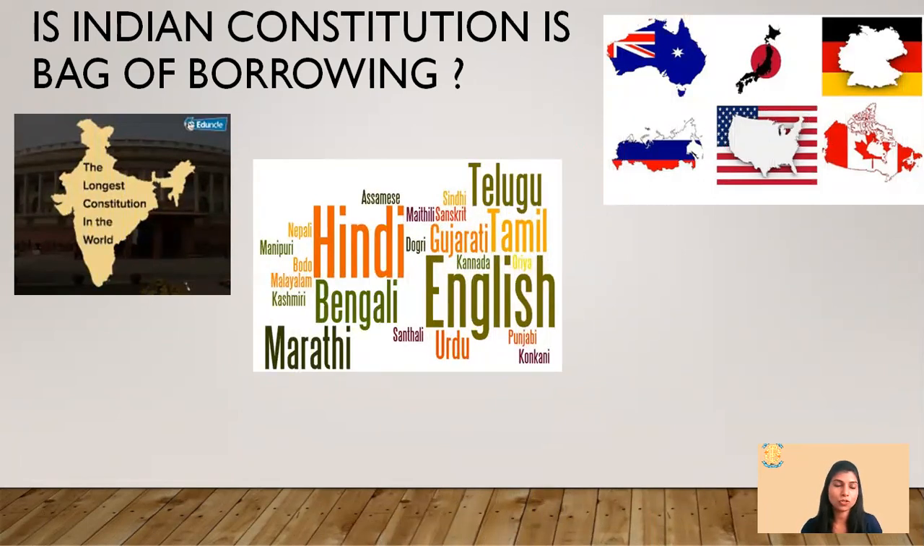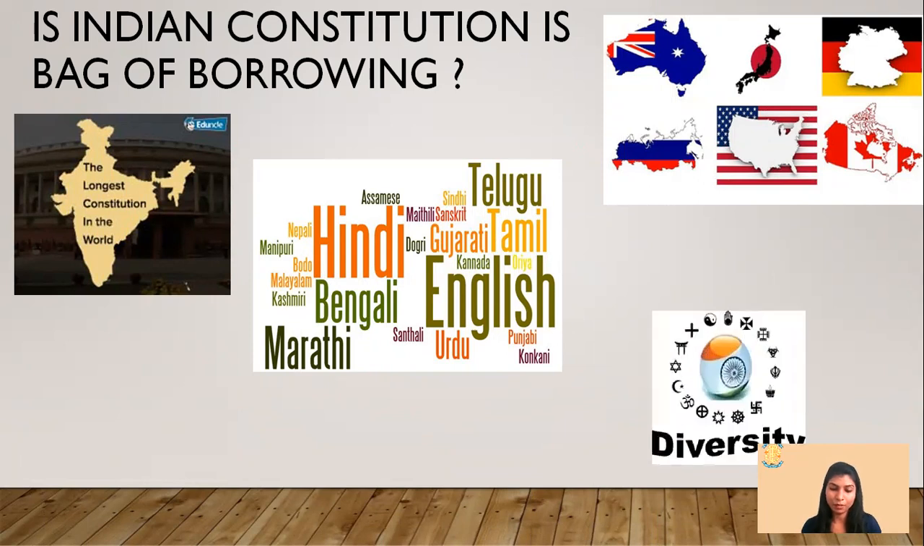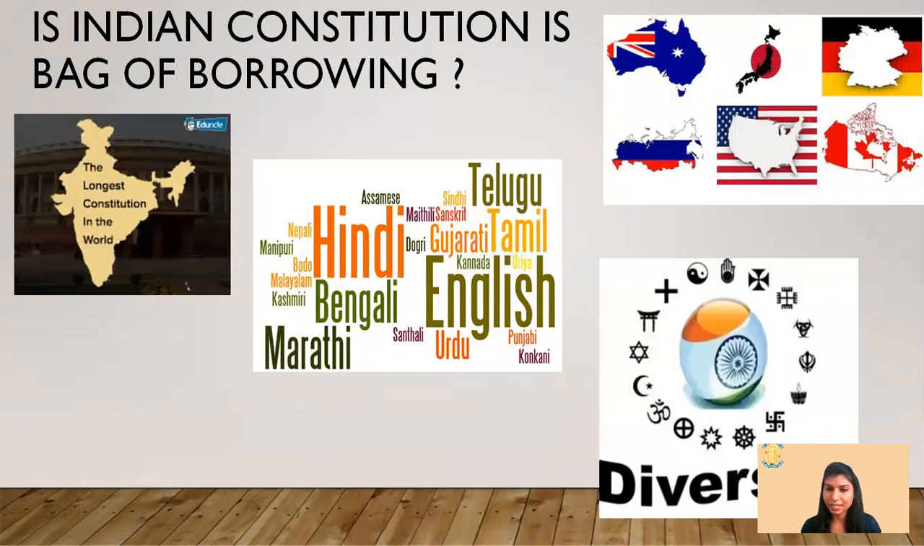The Indian Constitution is unique in its concept and spirit, because we have lots of languages in our country, so we drafted our Constitution that way. It is drafted considering the historical perspectives of the Indian nation and its struggles, the geographical diversity of India and its traditional characteristics, which are totally different from any other nation. So we can't say the Indian Constitution is a bag of borrowings.